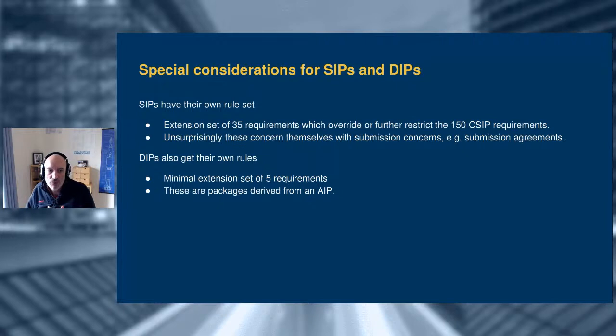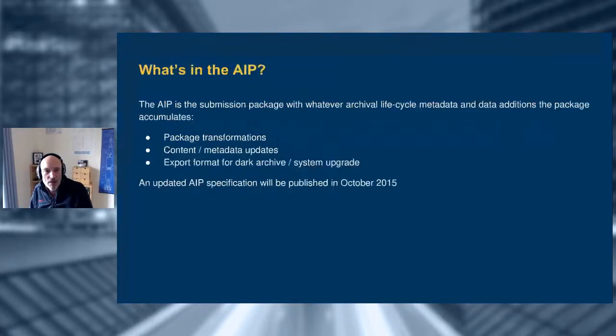And DIPs also get their own set of rules, but this is very minimal. It's only an extension set of 5 requirements, which again overrides some of the CSIP rules or extends the CSIP rule set. The reason the extension set is minimal is that DIPs are generally derived from an AIP, so they don't tend to add too many new things. A DIP doesn't add too many new things to a package, whereas the SIP specification is fairly long. I've talked about the AIP. As I say, at the moment we don't have a compatible AIP specification.